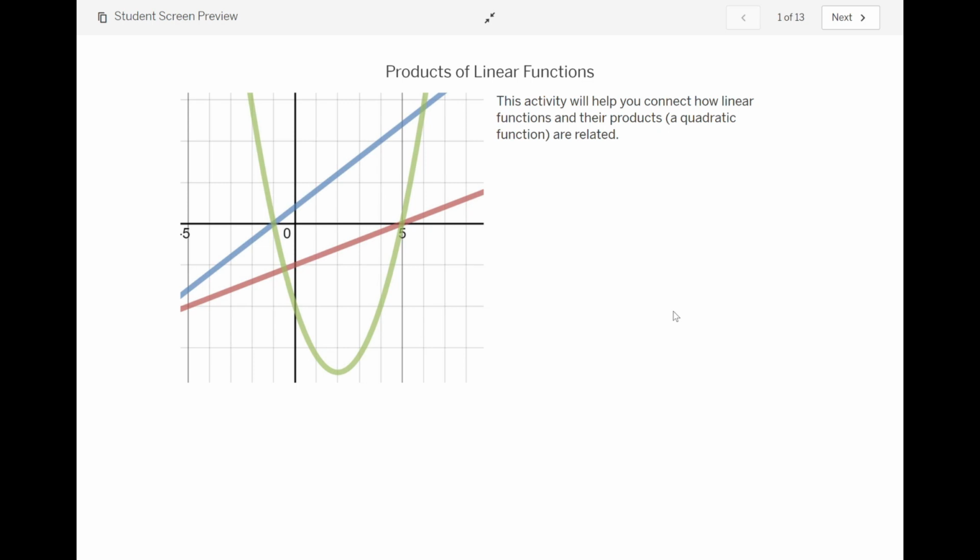This lesson is going to start off with a Desmos activity actually, and then from there we'll do just a little bit more in the textbook. So starting with this Desmos, this is going to help us connect something that's called a linear function with their products. We actually know what a linear function is, and the product is going to be a quadratic function.